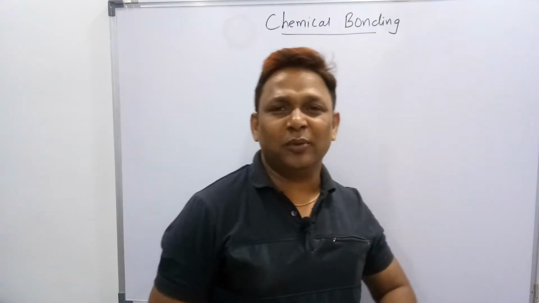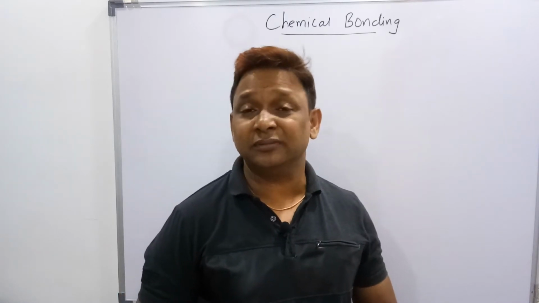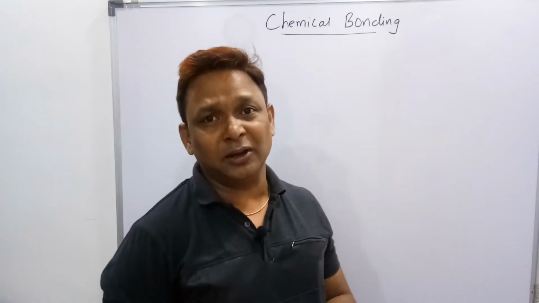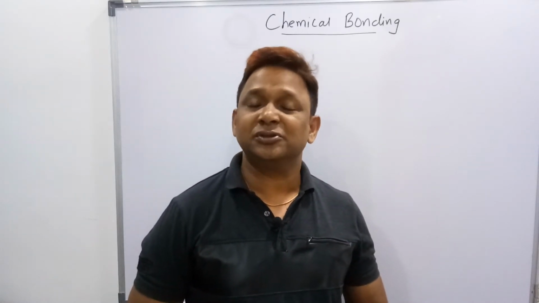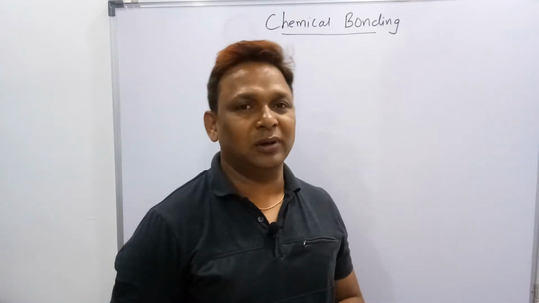This is my second video about chemical bonding, because in my previous video I discussed the introduction part and the types of interaction. If the interaction takes place between atoms, it is called interatomic force of attraction, which is of the following types: ionic bond, covalent bond, coordinate covalent bond.